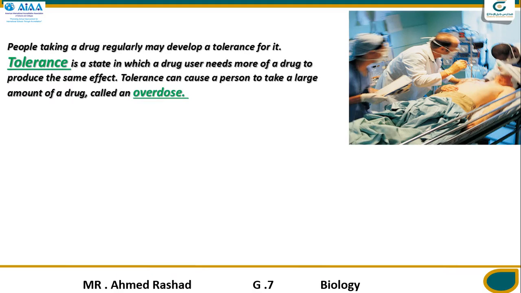So we have here different terms in drug abuse. People taking a drug regularly may develop a tolerance for it. Tolerance is a state in which a drug user needs more and more of a drug to produce the same effect. Tolerance can cause a person to take a large amount of the drug, and this is called overdose.